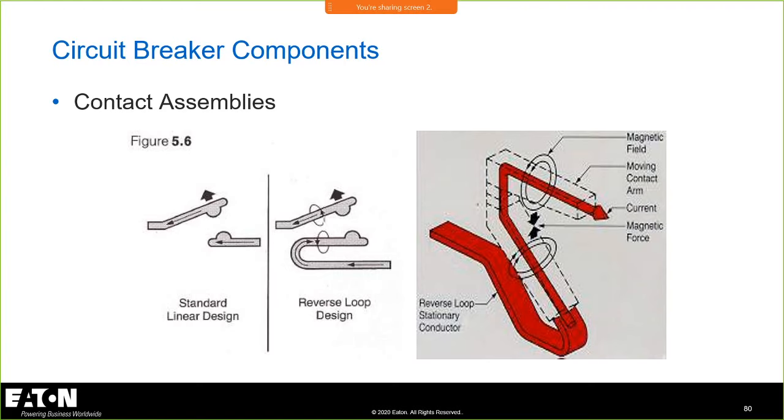You have your contacts. This contact configuration is what helps us get a current limiting type device in a circuit breaker, because we leverage the fact that these magnetic fields will propel each other and push those contacts away from each other. So that's the double back or reverse loop type of design.